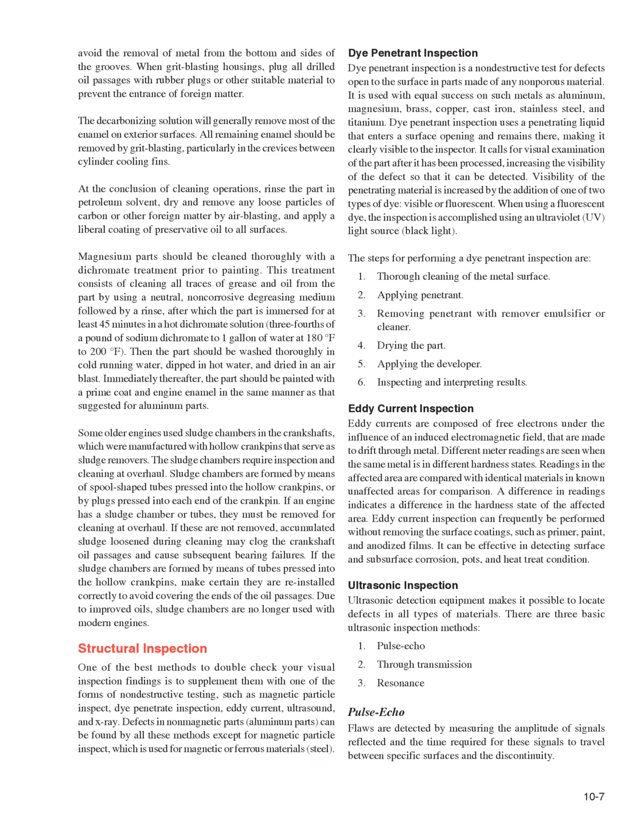Ultrasonic inspection. Ultrasonic detection equipment makes it possible to locate defects in all types of materials. There are three basic ultrasonic inspection methods. 1. Pulse echo. 2. Through transmission. 3. Resonance. Pulse echo flaws are detected by measuring the amplitude of signals reflected and the time required for these signals to travel between specific surfaces and the discontinuity.